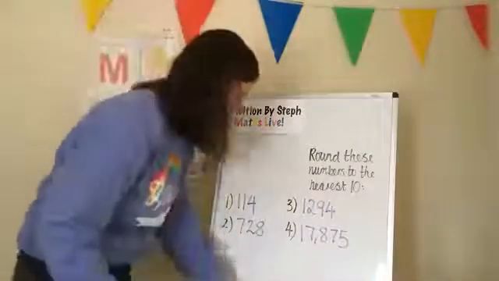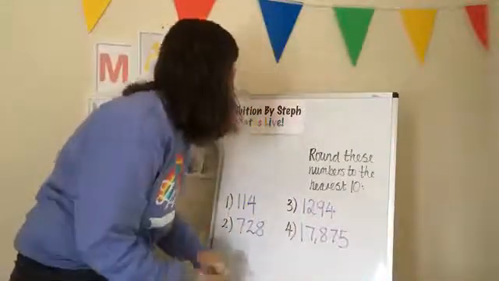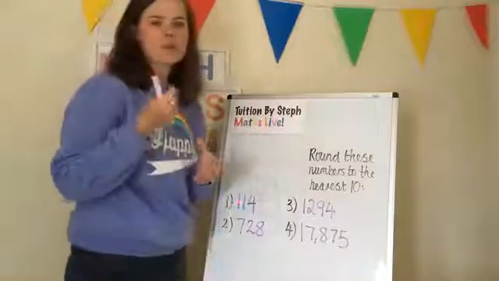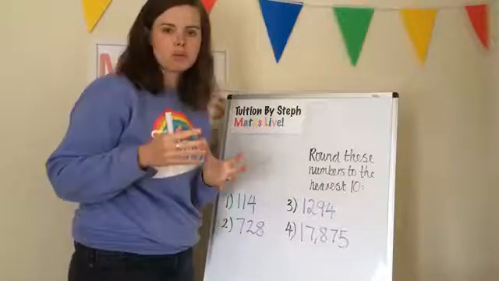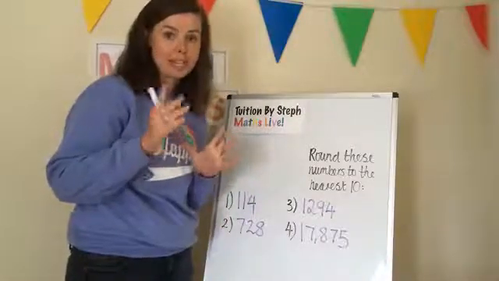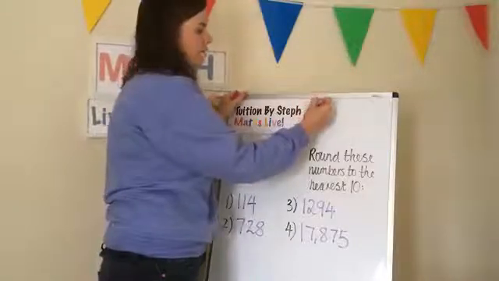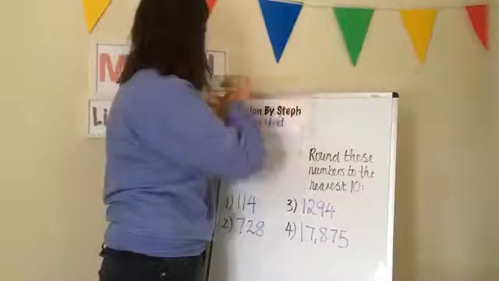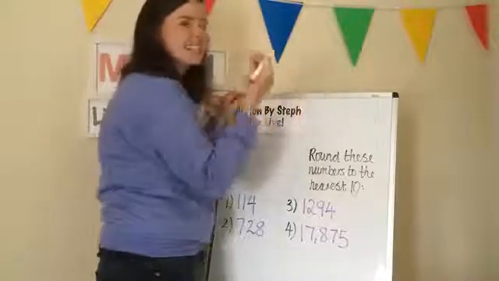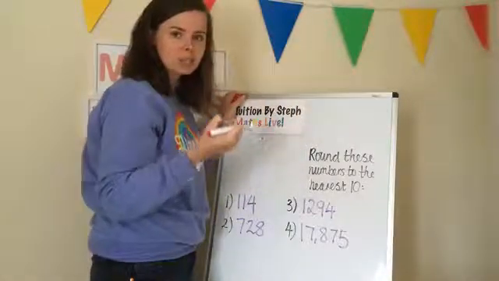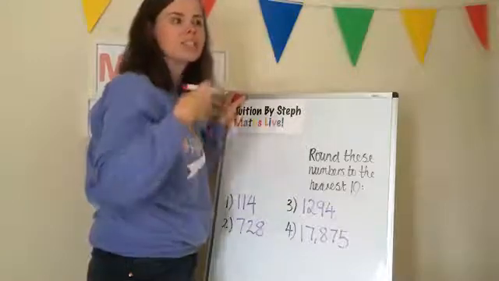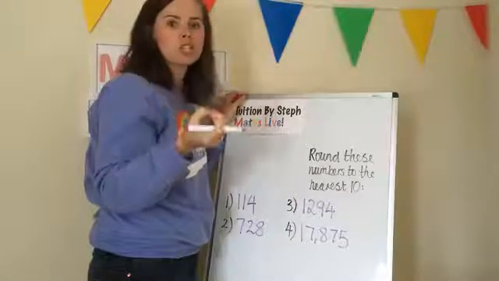Right, so rounding these numbers to the nearest 10. When we're rounding to the nearest 10, it doesn't matter the size of the numbers, we need to focus on the tens and the ones. Remember, it's the tens value that tells us which one we're going to, and it's the ones that tell us, bosses the tens around.